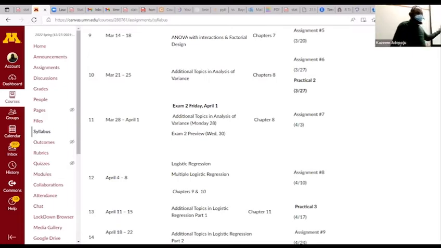Particularly, I'm going to start with the syllabus. Why am I displaying this today? It is because I've edited the syllabus. We are in the week of March 21 to March 25, which means the focus this week is going to be on chapter 8, which we call the additional topics in analysis of variance.